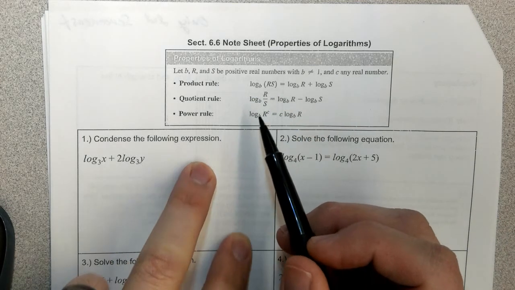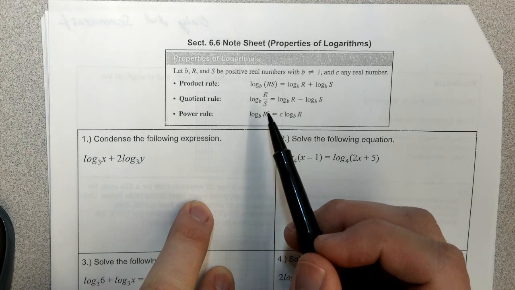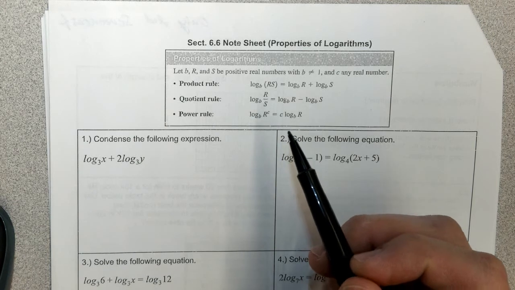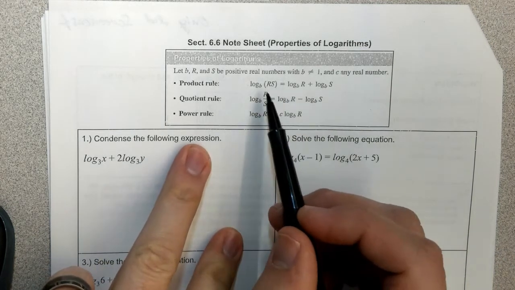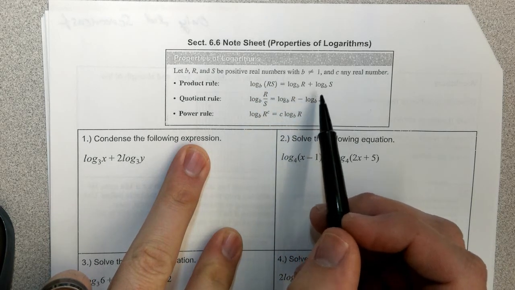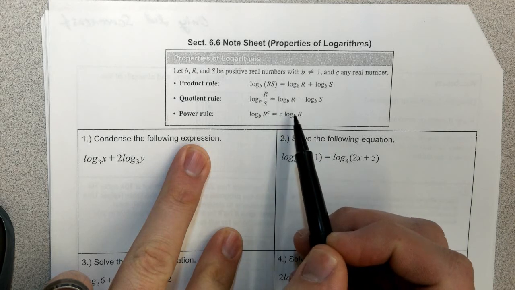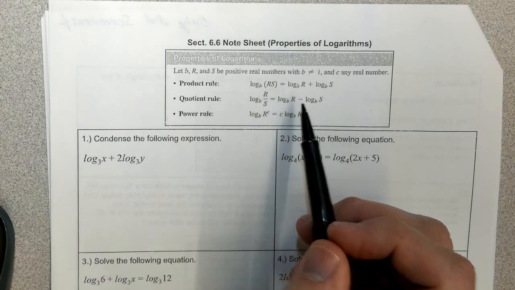And the last one here is really useful. If I have a power inside of a logarithm, I can move the exponent out in front of the logarithm. We can use these rules going in both directions too. We can take one logarithm and break it apart, or we could take two logarithms in the format on the right, or a number times the logarithm in this format, and send it back the other way. So these work in both directions.